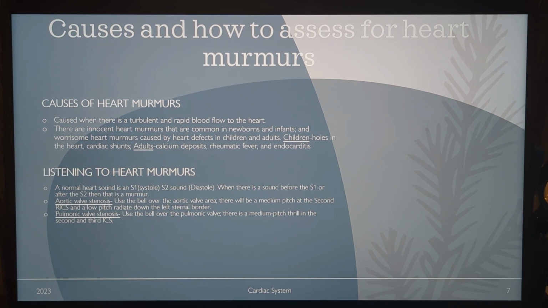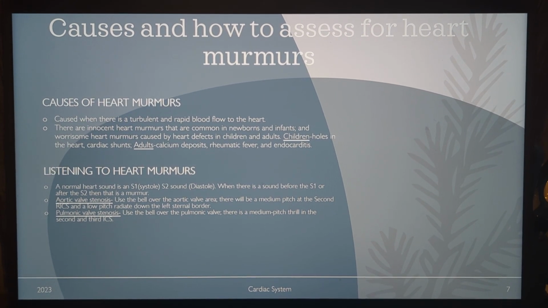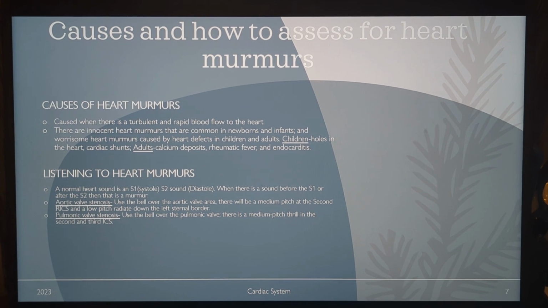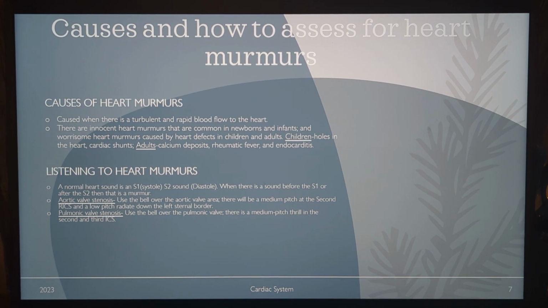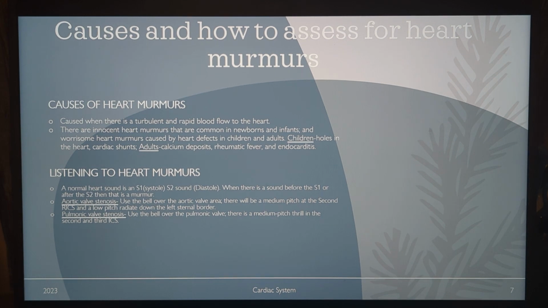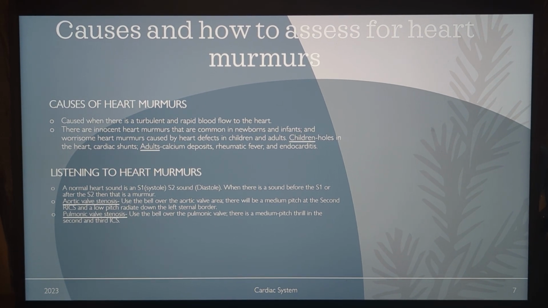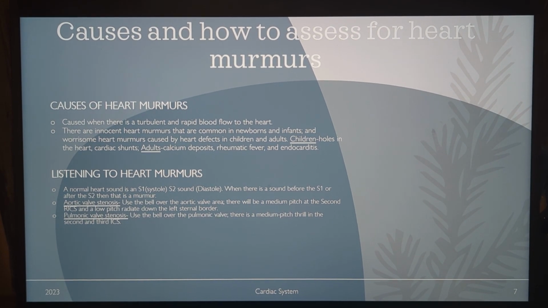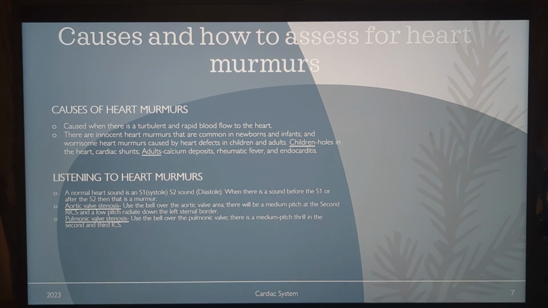So, some ways to listen to the heart murmurs. Here's some heart murmurs to listen for and how to find them. A normal heart sound is an S1 systole and S2 sound diastole. When there's a sound before S1 or after S2, this is called a murmur or a gallop.